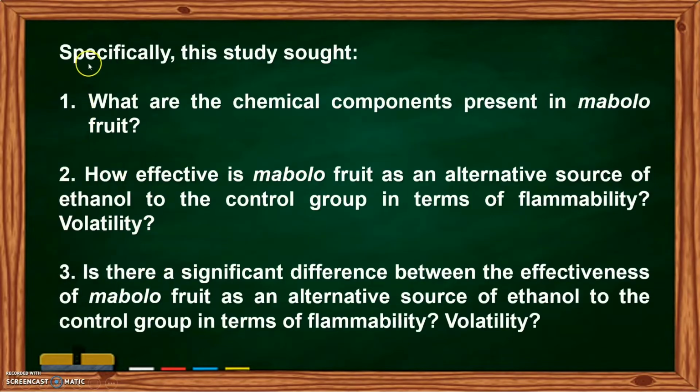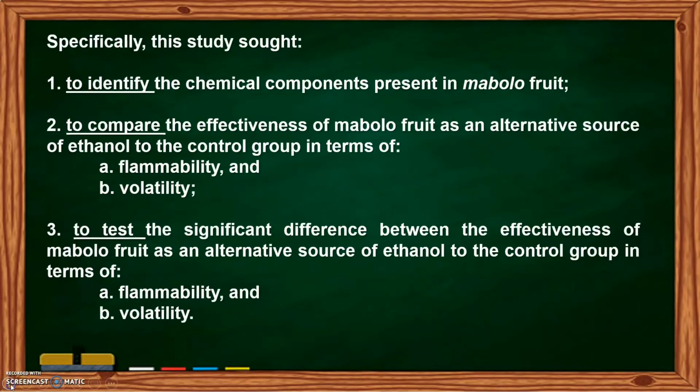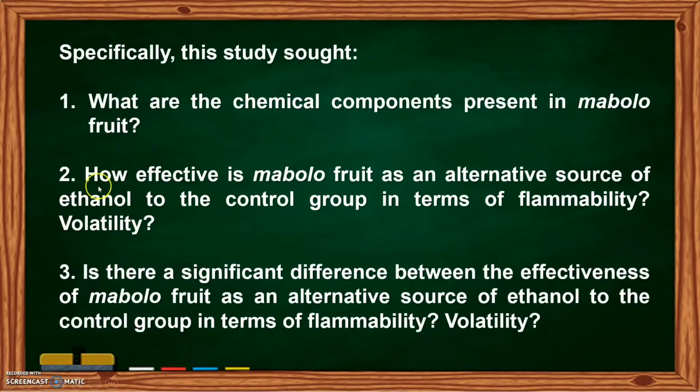Now, specifically, this study sought to, pwede rin daw, what are the chemical components present in mabolo fruit? So, instead of saying to identify the chemical components present in mabolo fruit, ang ginawa naman dito is the use of this question, what, how, is there? Pero of course, since tayo ay SIP, kailangan ang gamitin natin is the infinitive form of the verb. Yun nga kanina na sabi natin ay to identify, to compare, and to test. So, ito lang ipinapakita sa inyo ano pa yung ibang form ng statement of the problem.